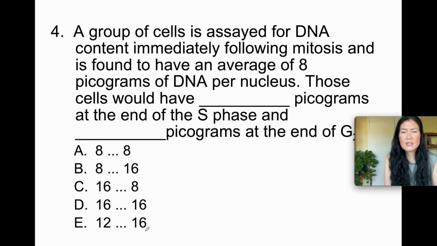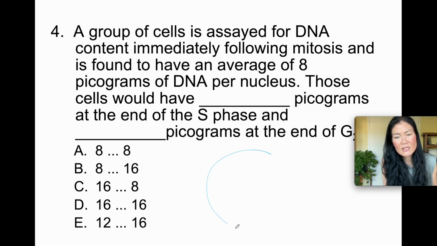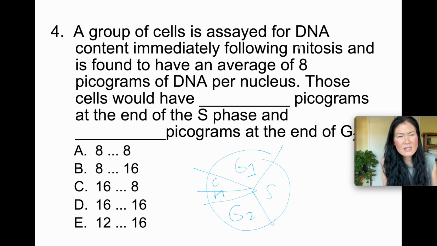A group of cells is assayed for DNA content immediately following mitosis and is found to have an average of 8 picograms of DNA per nucleus. Those cells would have blank picograms at the end of the S phase and blank picograms at the end of G2, okay? So again, this is very similar to the other question where you have mitosis, cytokinesis. This is going to be G1, this is going to be S phase, this is going to be G2, and it looks like it's 8 and 16, right?